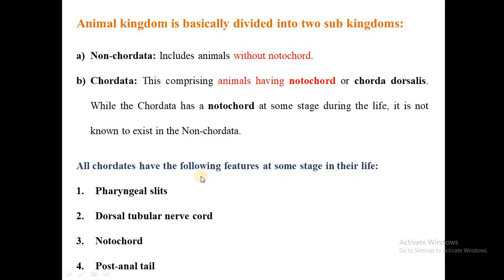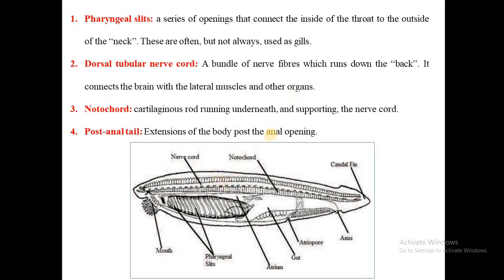That is, they should have a pharyngeal slit, a dorsal tubular nerve cord, a notochord and a post-anal tail. All these four features will be seen at some stage of the life of chordates, whether it is in the larval stage, embryonic stage or the adult stage. Now let us see what a pharyngeal slit is.